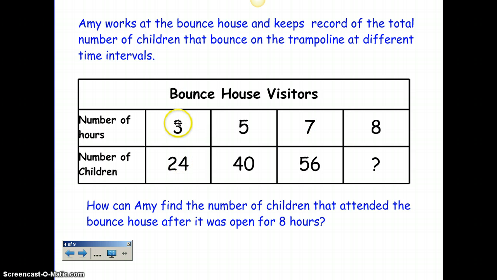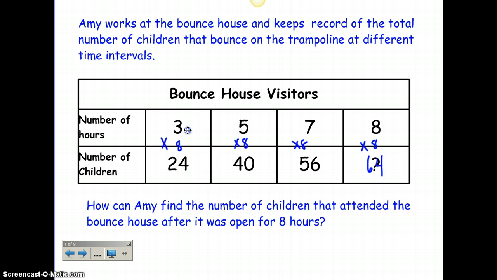Okay, if I take the number of hours and multiply it by 8, that's how I get the number of children. So I do this times 8, times 8. So in order to find the missing number, I have to multiply 8 times 8, which is 64. And that's how I find the missing number. I had to find the relationship between these numbers.